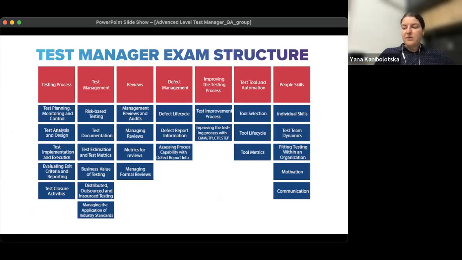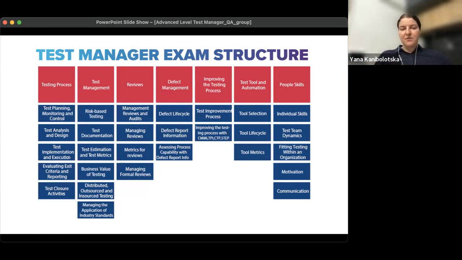And an interesting part is also the structure of the exam. So it consists of 7 big topics. And some of these topics are more important, let's say, and some of them a bit less important. For example, I can say for sure that most questions come from the test management section, the second section. I'm not sure about half, but at least 30% of all questions will be from test management, maybe even more.